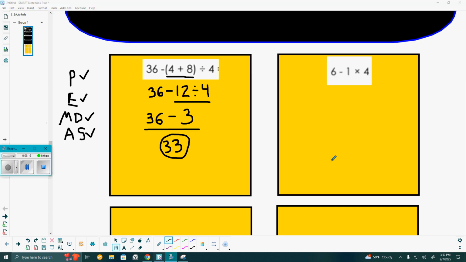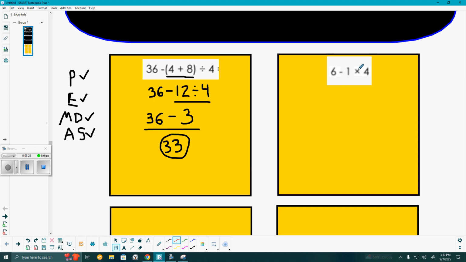Let's do another one together. 6 minus 1 times 4. In this expression, I'm going to go ahead and change the fact that there's an x here for multiply. In algebra, we don't do that because we need to get used to the idea of variables.